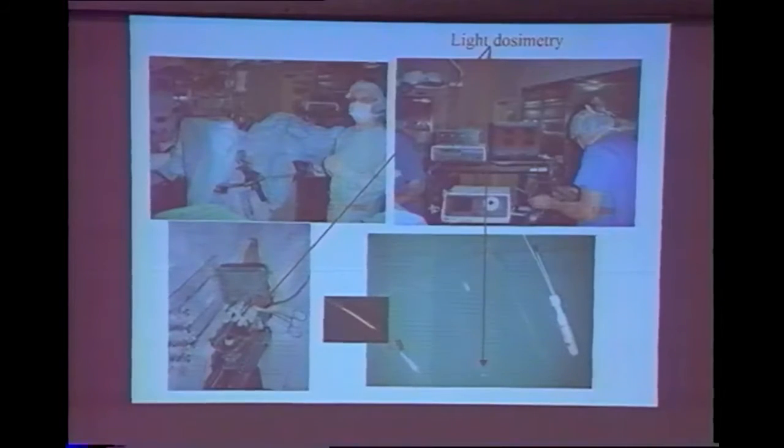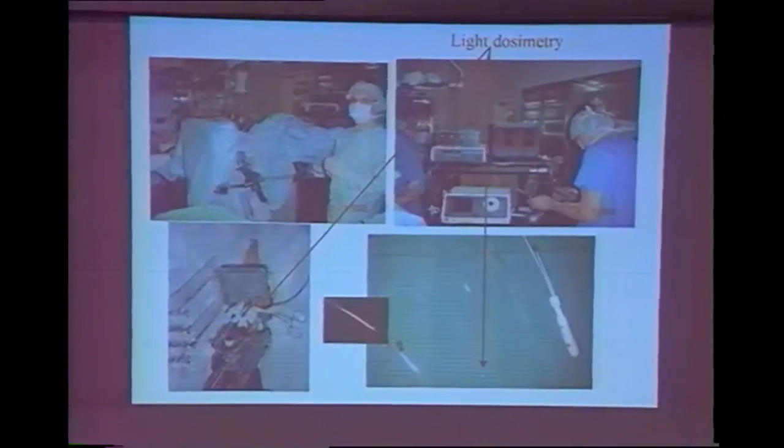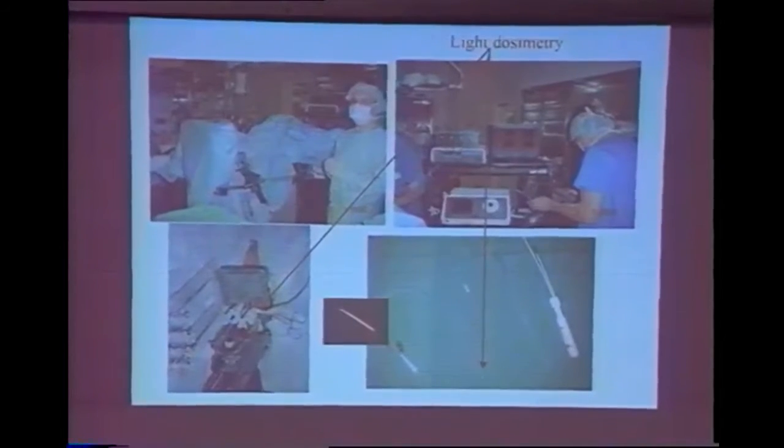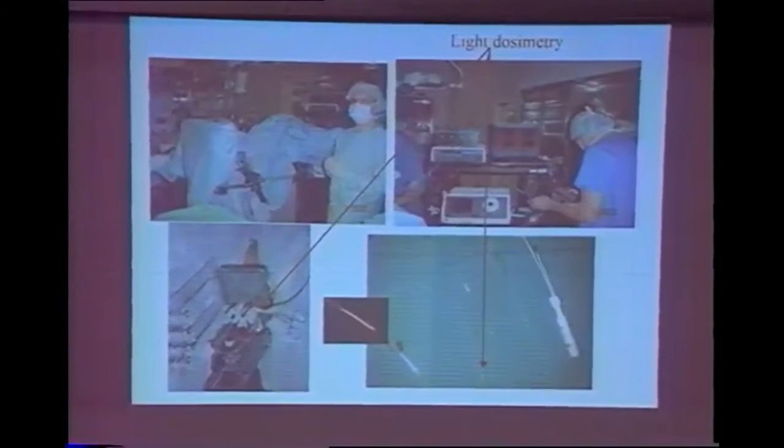So the patient's lying here, a template is fixed in the patient, an ultrasound probe is put in the rectum, the source fibers are positioned through the template, and you can image the position of the fibers by the ultrasound, so you make sure they're going to the right place. And then we also have a number of detector fibers placed within the prostate, in the rectum, and in the urethra to measure the distribution of light. And that all comes to a multi-channel detector that's computer online.